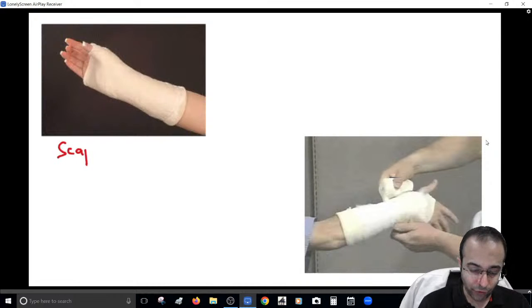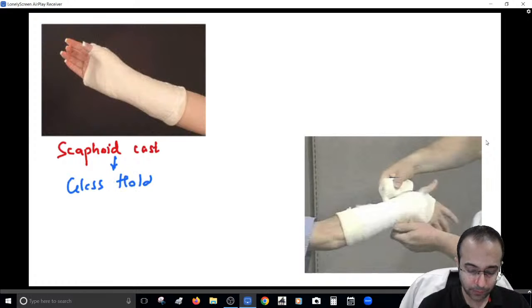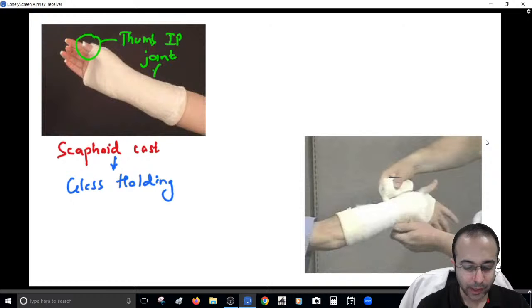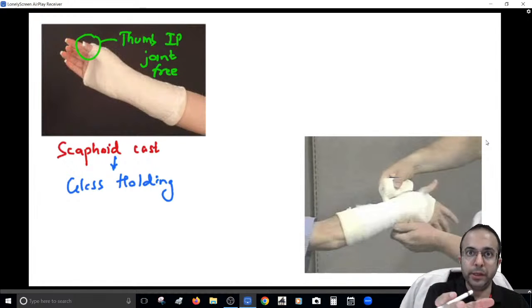This is the scaphoid cast given for scaphoid fracture. And the position that you see over here is glass holding position, but I hope you can see here the thumb interphalangeal joint has been kept free. So this gentleman can fold the fingers and move the thumb and hold the glass. This is glass holding cast.